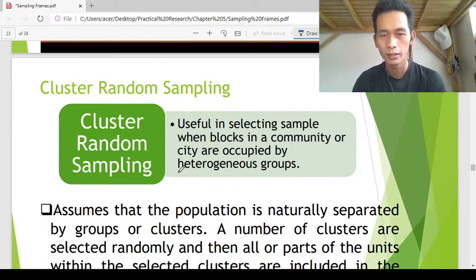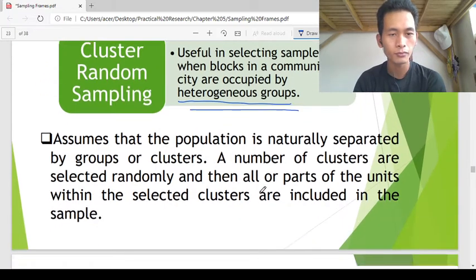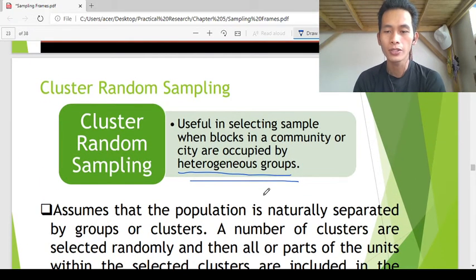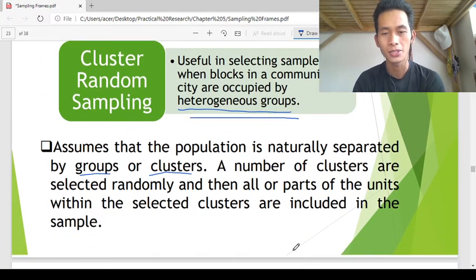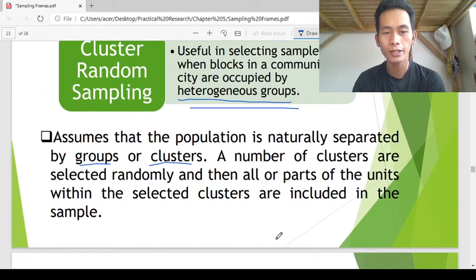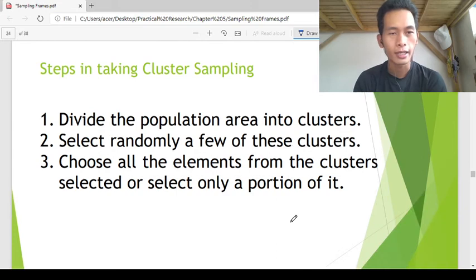meaning groups that are not the same. It assumes that the population is naturally separated by groups or clusters. So, assuming that the population is separated in terms of groups or in terms of clusters. A number of clusters are selected randomly, and then all or parts of the units within the selected clusters are included in the sample. Steps in taking cluster sampling.